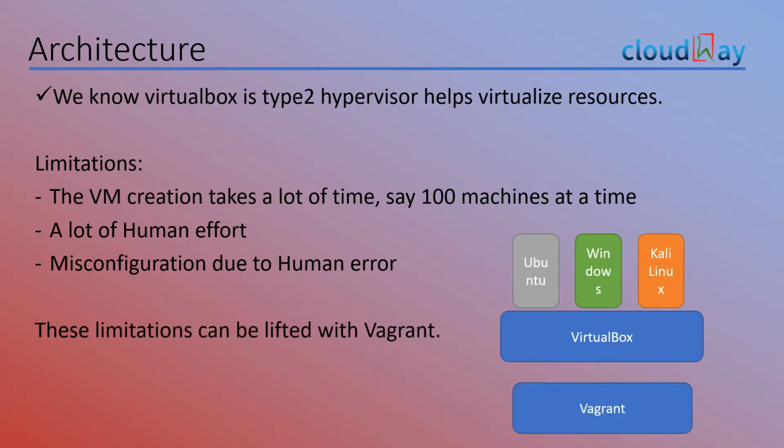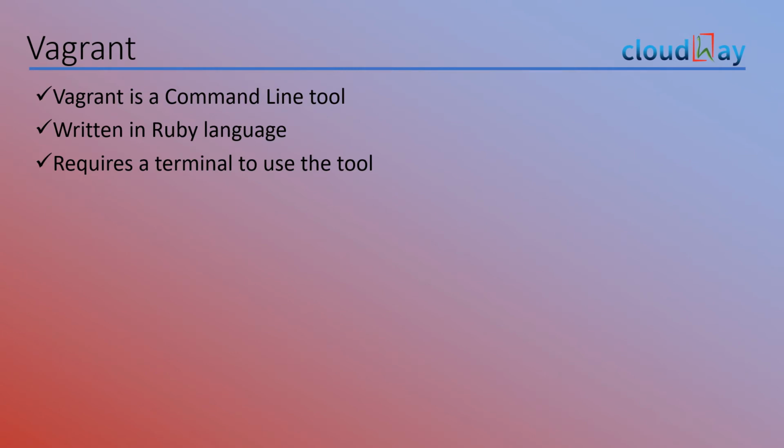So Vagrant helps us create the virtual machines by asking the VirtualBox to create it. Vagrant provides the code to create a virtual machine. Vagrant talks to the VirtualBox and VirtualBox creates the virtual machine on its behalf. So what is Vagrant? As we have seen in the previous episode, Vagrant is a command line tool written in Ruby language. As this is a command line tool, we need a terminal to pass the commands.